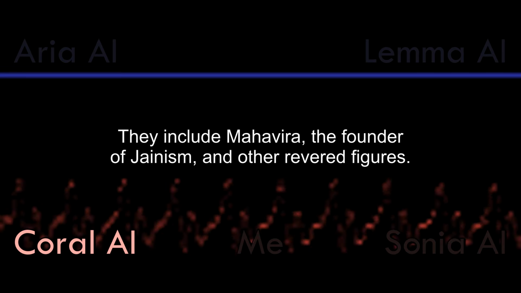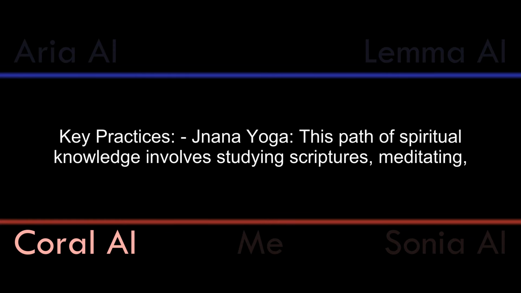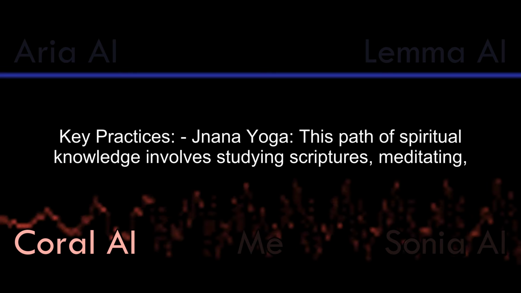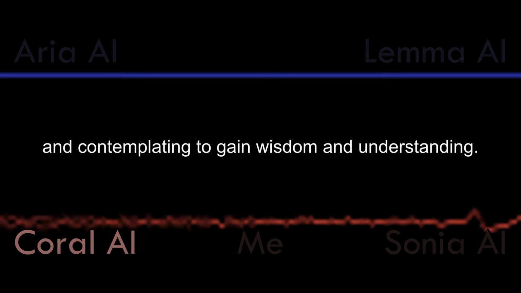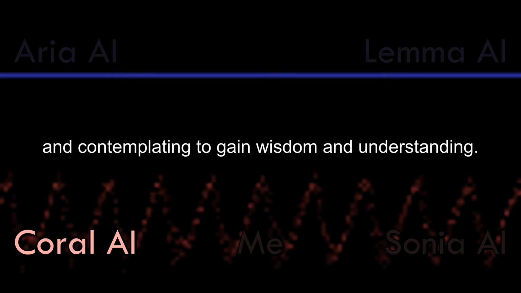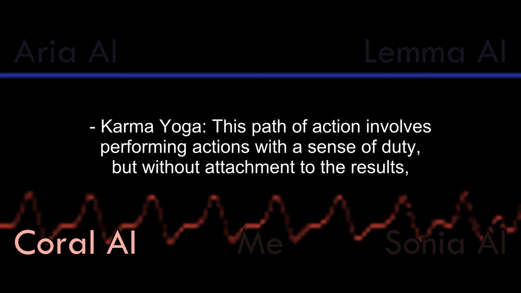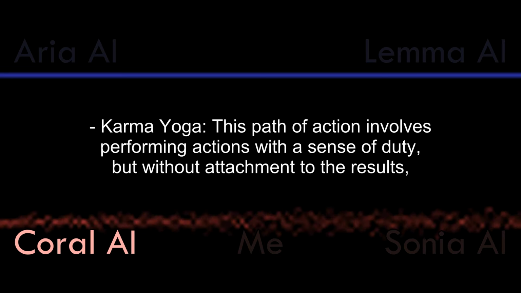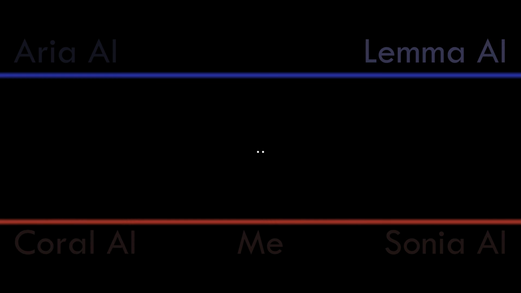They include Mahavira, the founder of Jainism, and other revered figures. Key practices are Jnana Yoga. This path of spiritual knowledge involves studying scriptures, meditating, and contemplating to gain wisdom and understanding. Karma Yoga. This path of action involves performing actions with a sense of duty, but without attachment to the results.